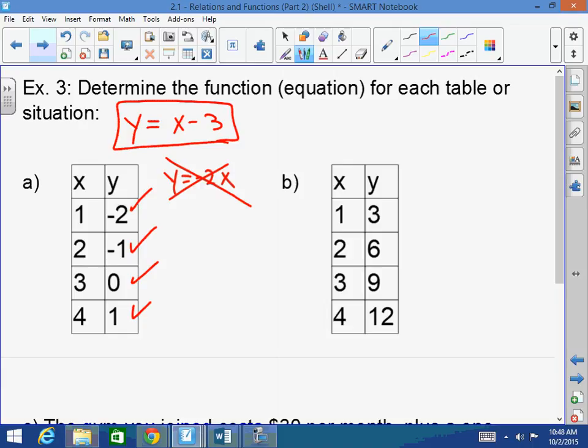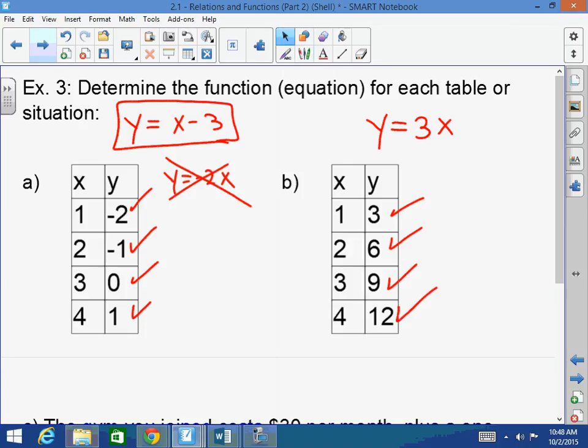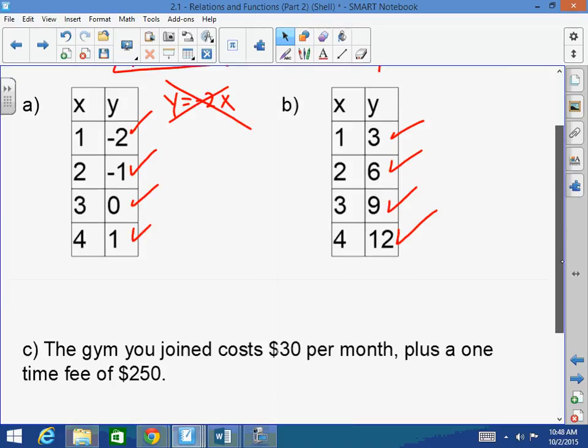For B, what did I do to x to get to y? Well, they're saying you multiply by 3. Let's see if it works. 1 times 3 is? 2 times 3 is? 3 times 3 is? 4 times 3 is? And there it is. Yeah, it is trial and error for now. There are skills later that we'll learn. We could write the equation in a few seconds, but we got to walk before we run.